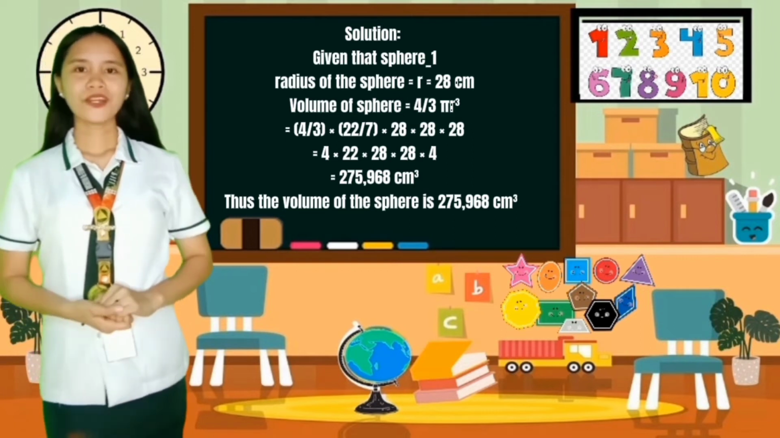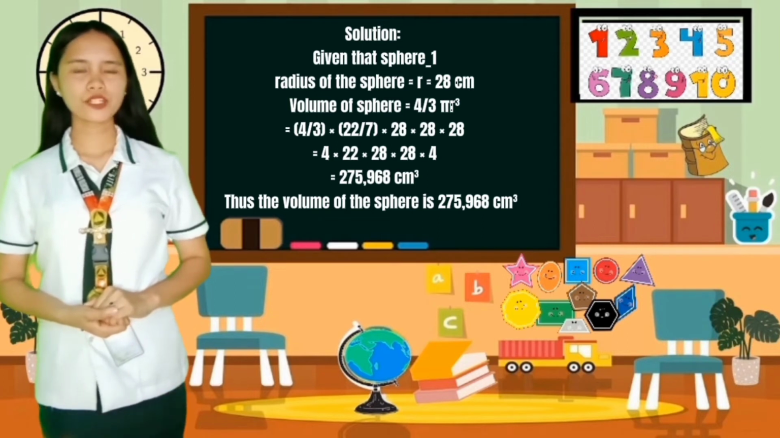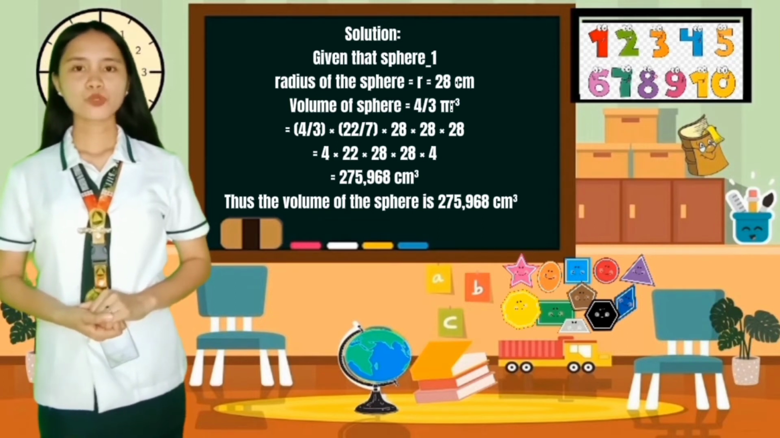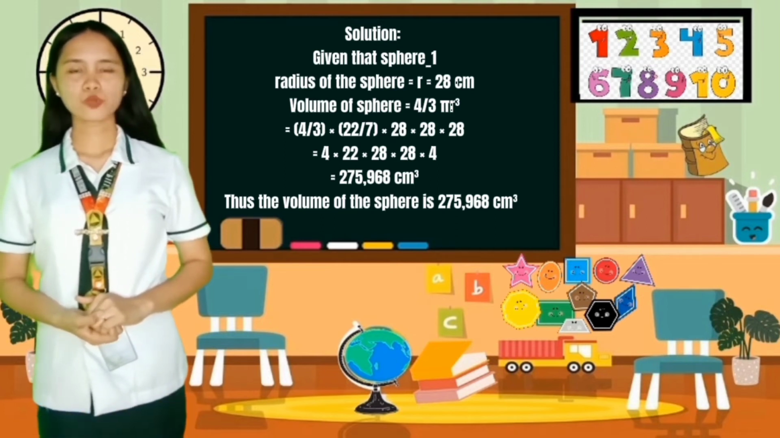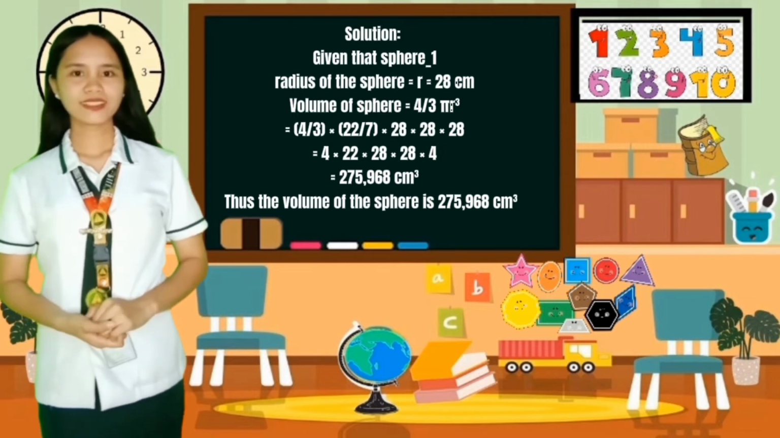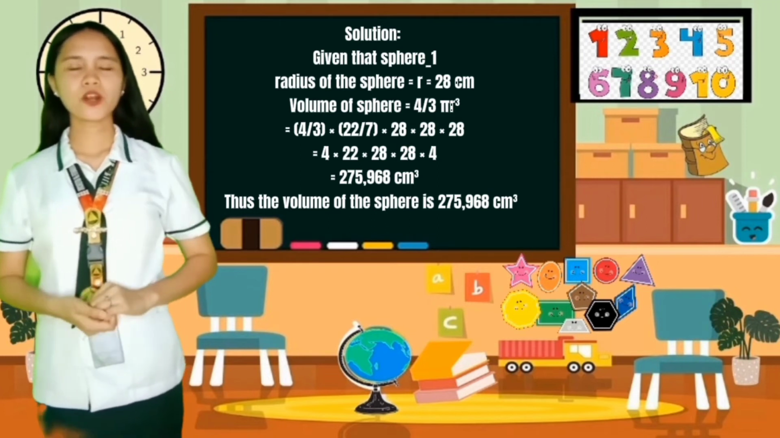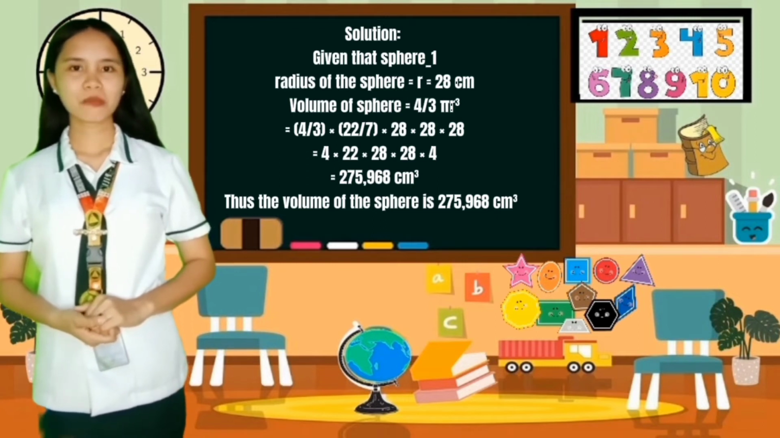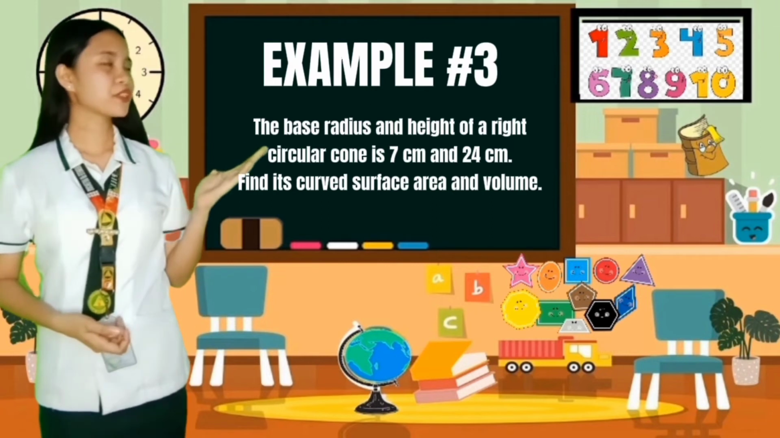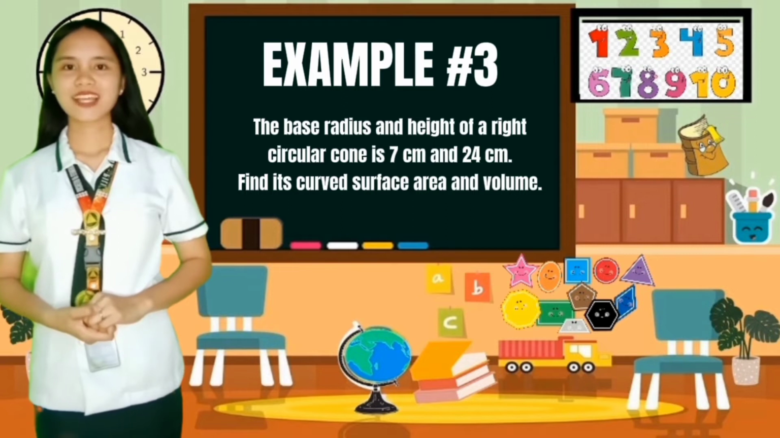Volume of the sphere, 4/3 πr³ is equal to 4/3 times 22/7 times 28 times 28 times 28, which is equal to 4 times 22 times 28 times 28 times 4, which is equal to 275,968 cm³. Thus, the volume of the sphere is 275,968 cm³.